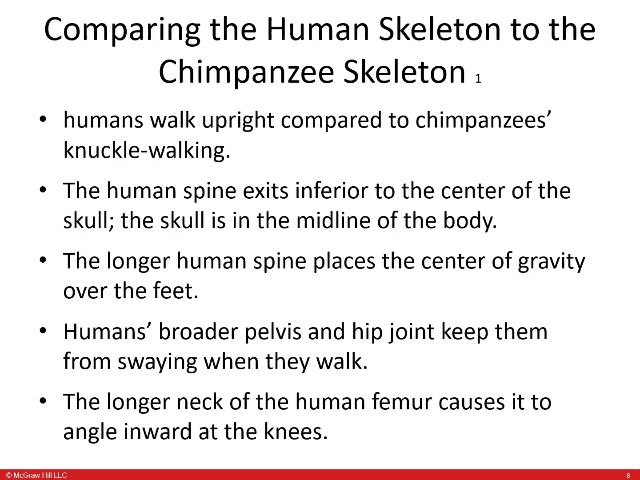We're going to be comparing the human skeleton to our closest relative, the chimpanzee. Humans walk upright, compared to chimpanzees knuckle walking. The human spine axis is inferior to the center of the skull, so the skull is at the midline of the body. The longer human spine places the center of gravity over the feet. Humans' bowl-shaped pelvis and hip joints keep them from swaying when they walk. The longer neck of the human femur causes it to angle inward at the knees.